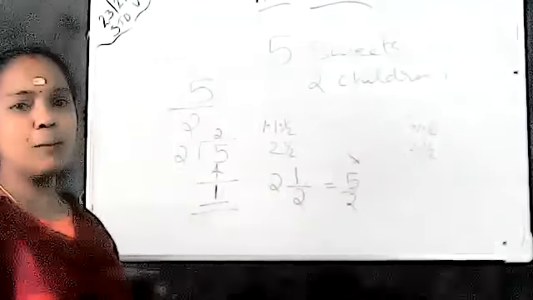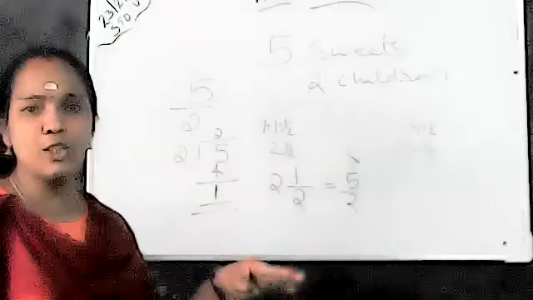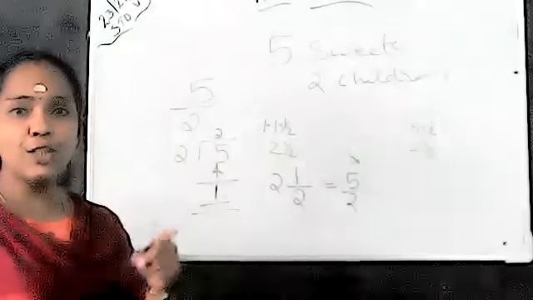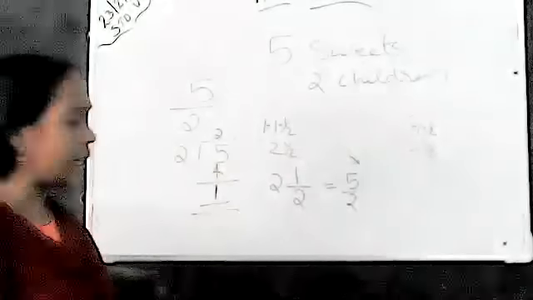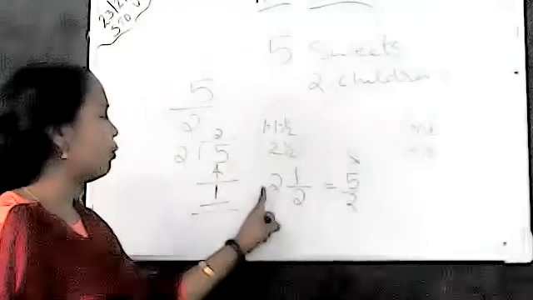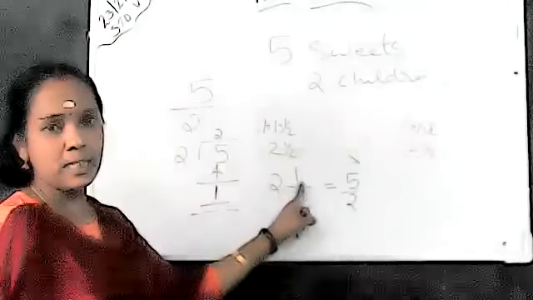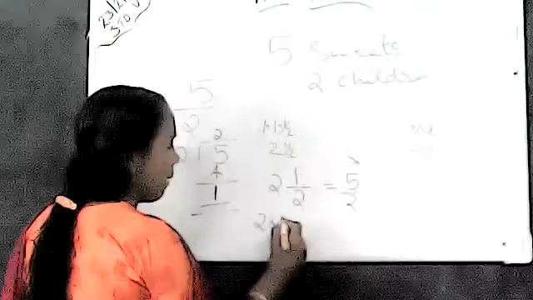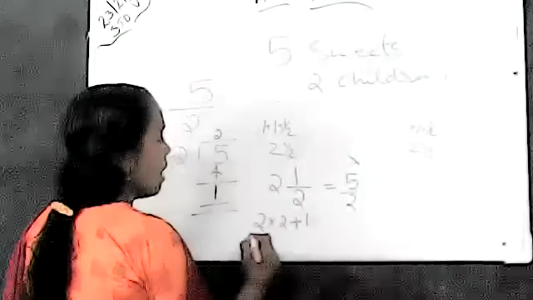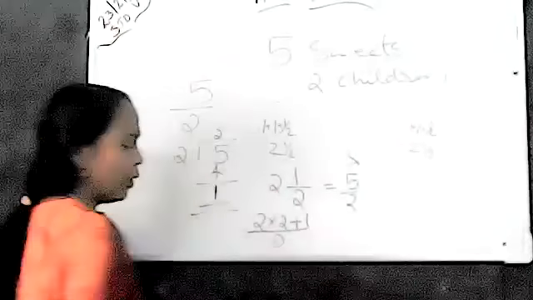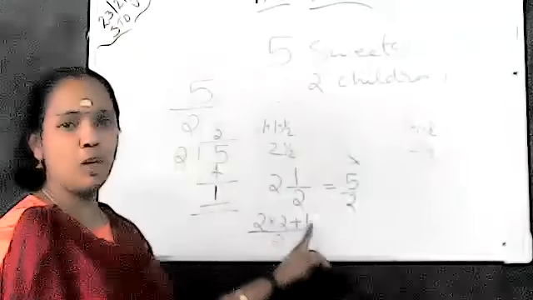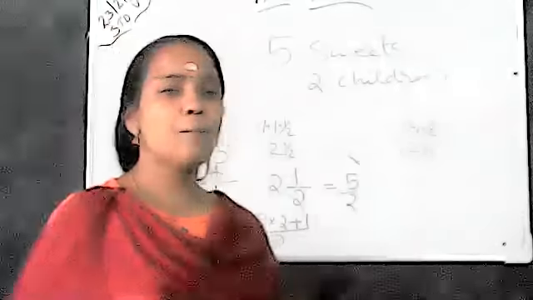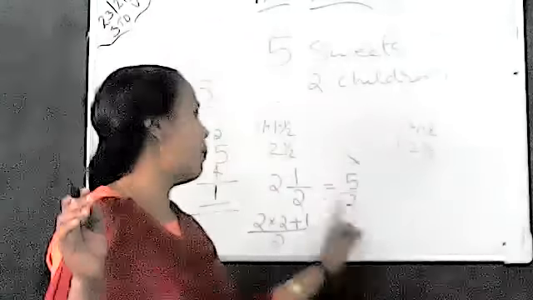How can we change a mixed fraction into an improper fraction? All of you understood? Mixed fraction changes into improper fraction: denominator into whole number plus numerator, by the same denominator. 2 into 2, 4 plus 1 by 2. 4 plus 1, 5. So 5 by 2.